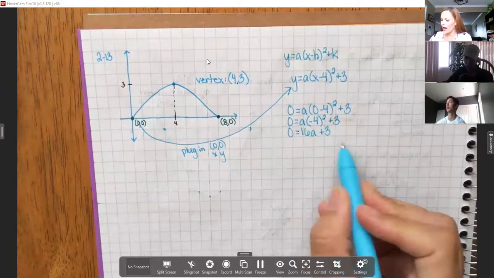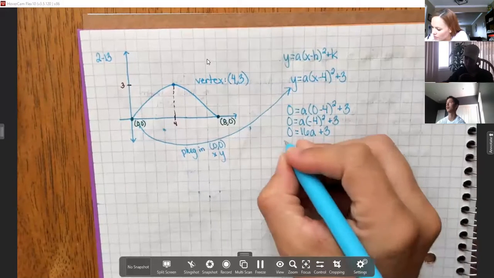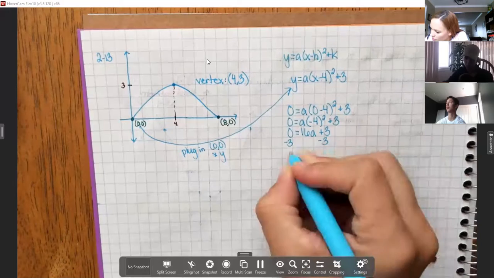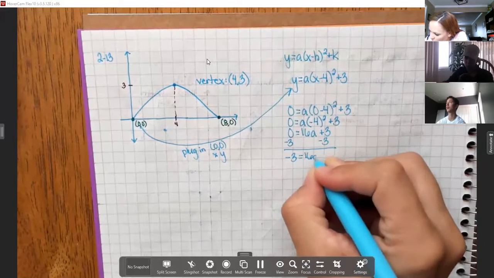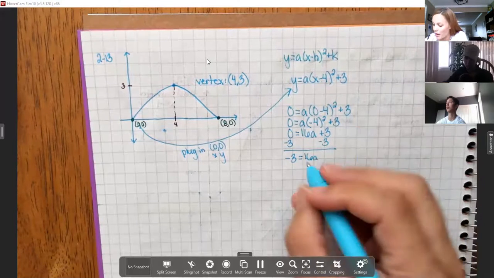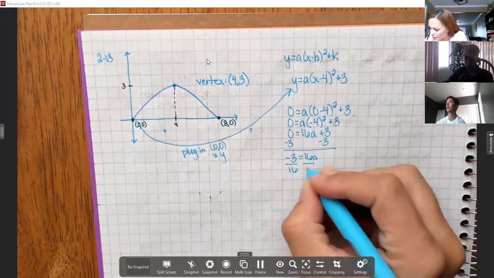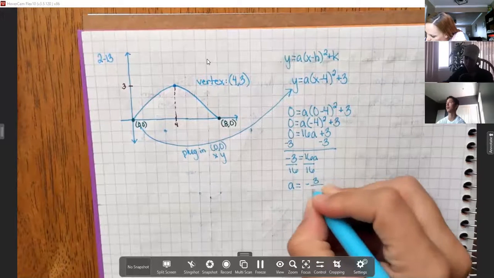We're trying to solve for a, and this looks like a regular Math 1 equation now. We would just subtract 3 on both sides. -3 equals 16a. And some people might just subtract 3 at the beginning, it doesn't matter. And divide by 16, and we get that a equals -3 over 16.